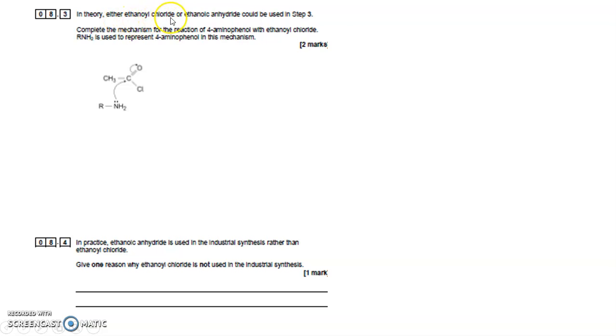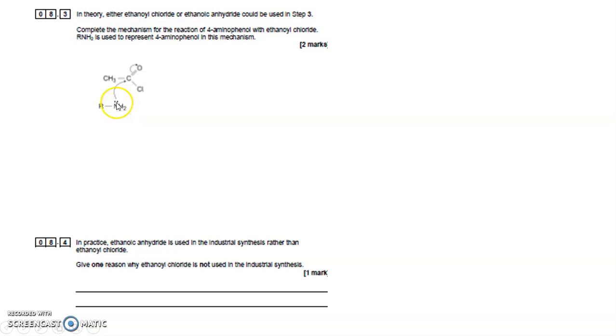In theory, ethanoyl chloride or ethanoic anhydride could be used in step 1. Complete the mechanism. So this is something called addition-elimination. When you get an acyl chloride, that's a group with a C double bond O and Cl, then you get addition-elimination. A special kind of mechanism. R can be any group you want. So I've got an NH2, an amine group, with an R, which can be anything.